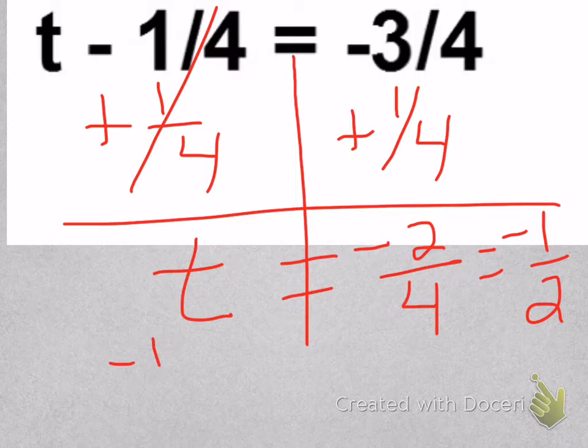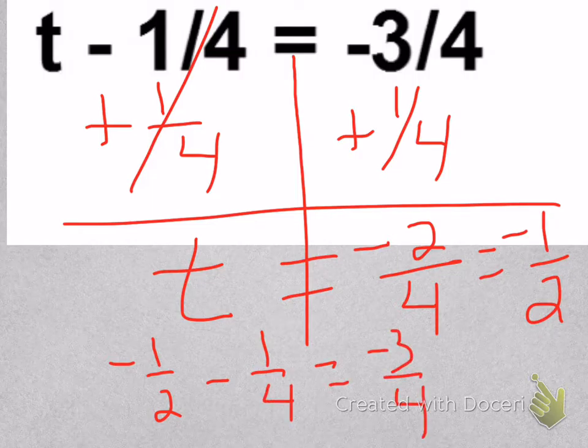So is negative 1/2 minus 1/4 equal to negative 3/4? When we have negative 1/2 minus 1/4, remember I'm adding them to make sure that they equal 3/4. But I have negative 1/2, which you know is 2/4. So negative 2/4 minus 1/4 does equal negative 3/4.